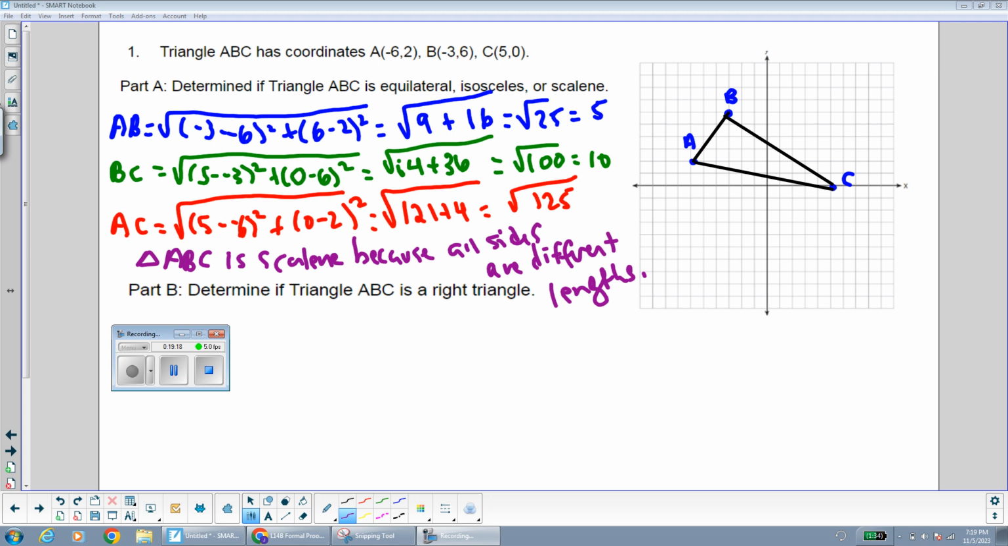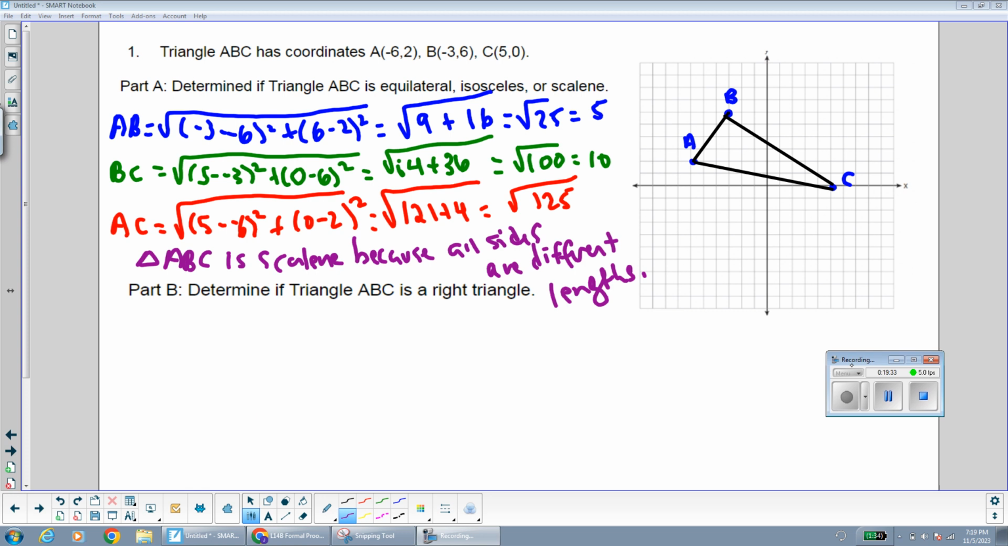And here I have my distance formulas, and you can see that none of the sides are the same length. And you can see that I ended with a concluding statement. Triangle ABC is scalene because all the sides are different lengths. Now in part B, we need to determine if triangle ABC is a right triangle. We have 2 different ways that we can do this.